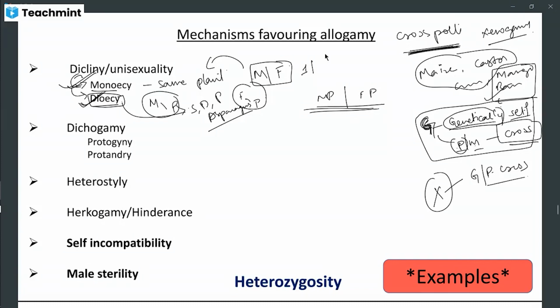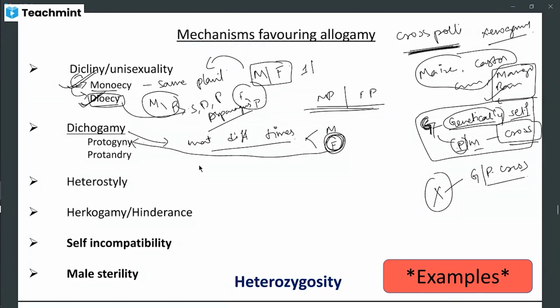So in autogamy, you told about homogamy. In case of allogamy, there is another term known as dichogamy. What do you mean by it? Maturation at different times. So we have both the male as well as female organs. If the female reproductive part matures first, it is known as protogyny, and if the male part matures first, it is known as protandry. Please also remember the examples for protogyny and protandry.